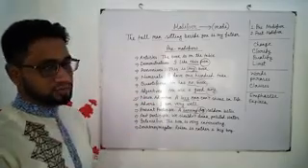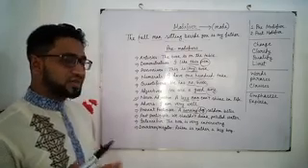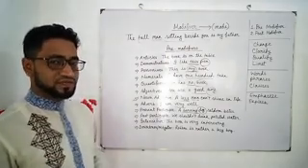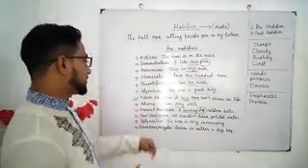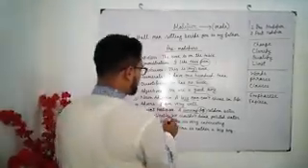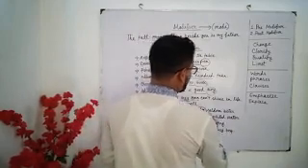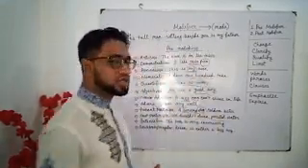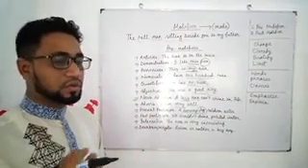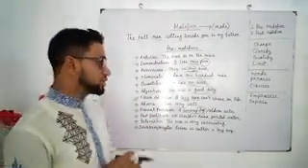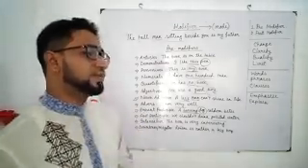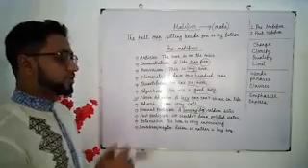Then past participle. As we know, there are three types of participle: present participle, past participle, and perfect participle. Past participle can also be a modifier. Example is, we should not drink polluted water. Here the word polluted is the past participle of the word pollute. Pollute is the verb and the word polluted is the past participle.